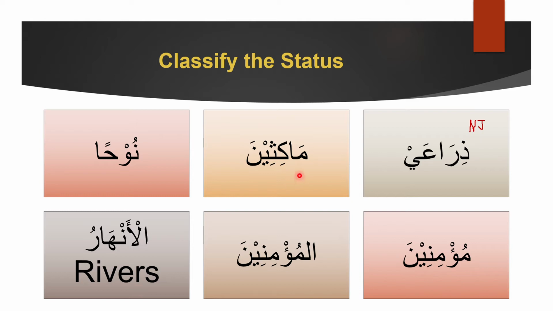Next, Makithina. Again, ending combination, ending sound. This one is again going to be Nasab or Jar. Why? Because it's Makithina, and the Ina ending is for both Nasab and Jar. Next, Nuhan. This one has the Fathatain, that's a Nasab. This is only going to be Nasab.